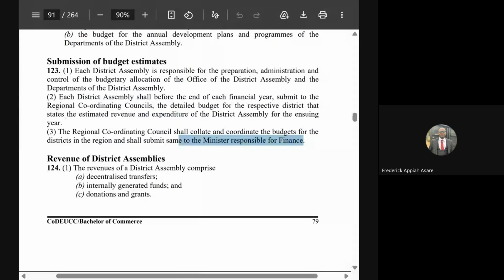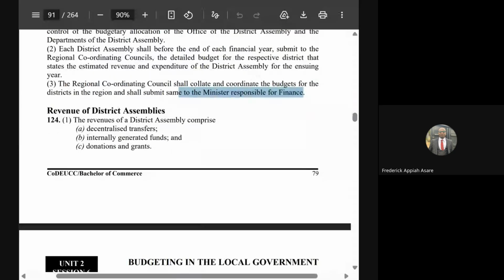So you see how it goes. Each assembly will prepare their own budget. When they are done, each district assembly will forward all their budget to the regional coordinating council. Then the regional coordinating council will gather everything, put everything together, and send it to the Minister of Finance.